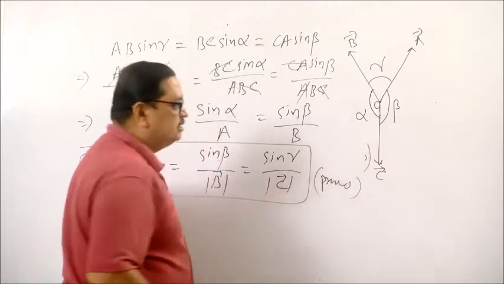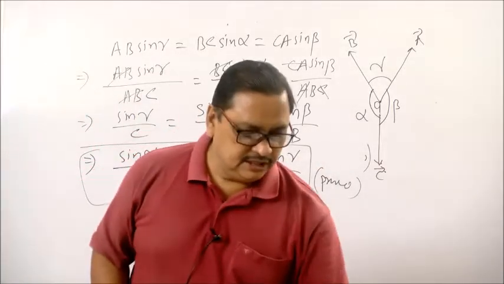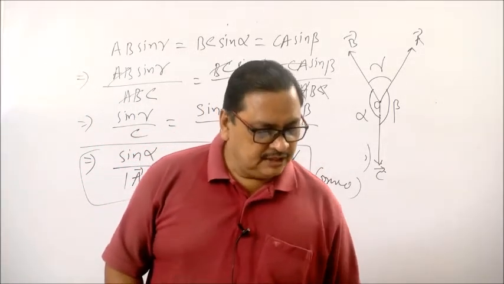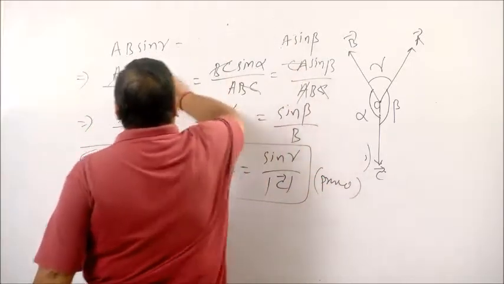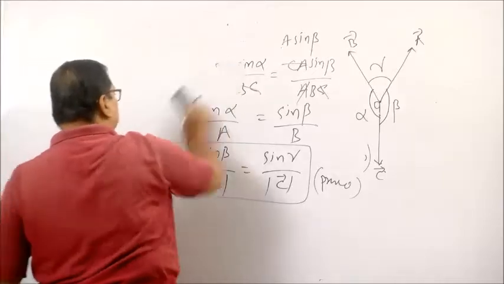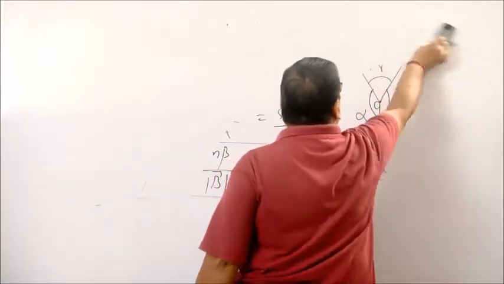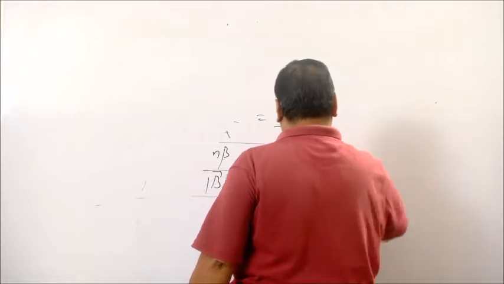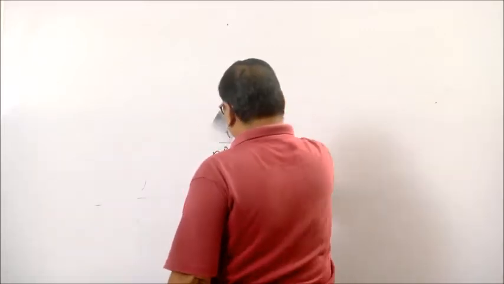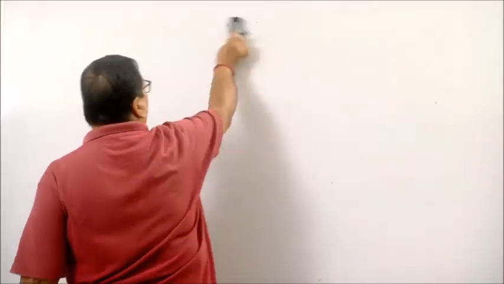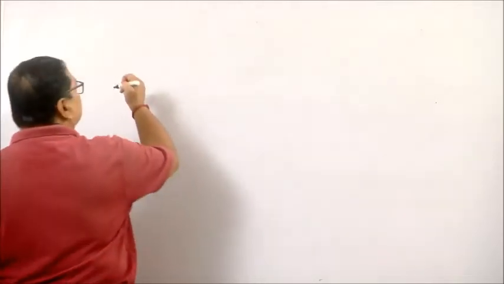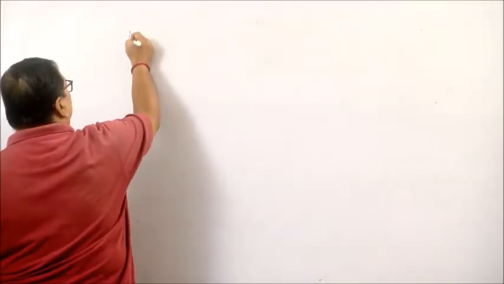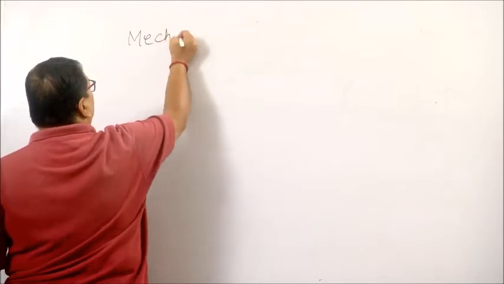So, in this way you can prove the Lami's theorem. These are all about vectors, scalars and vectors with different properties, their addition, multiplication, subtraction and various properties. Now we will discuss about the new chapter, mechanics.